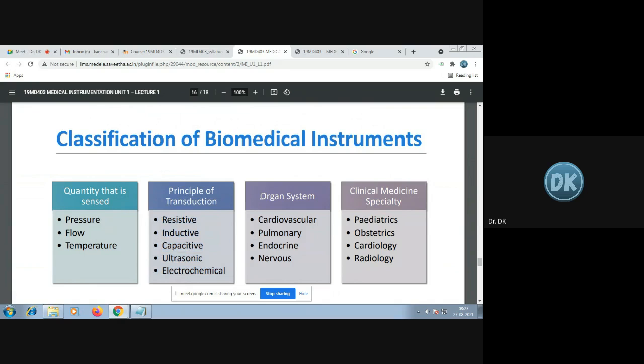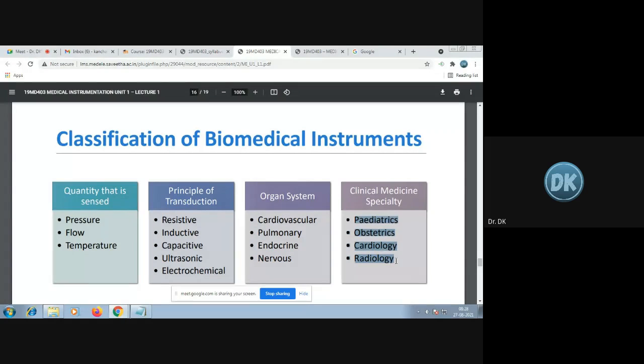The third one is organ system. Whichever organ you are going to measure, or whichever organ system you are going to detect the functionality of, in that case we can classify the instrument as cardiovascular, which is related to the heart and blood vessels; pulmonary, which is related to the lungs; endocrine, which is related to the glands which secrete hormones and enzymes; and nervous system, where generally any nerve potential you can measure. So this is related to the organ system.